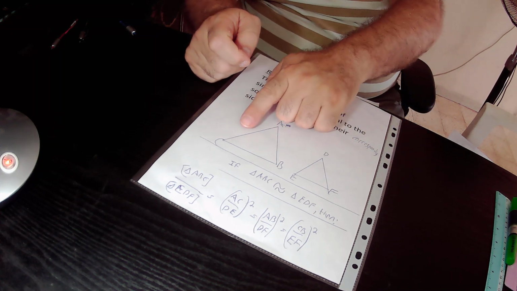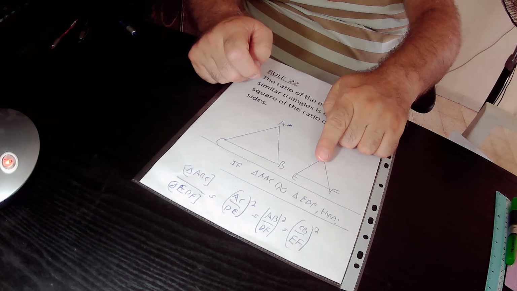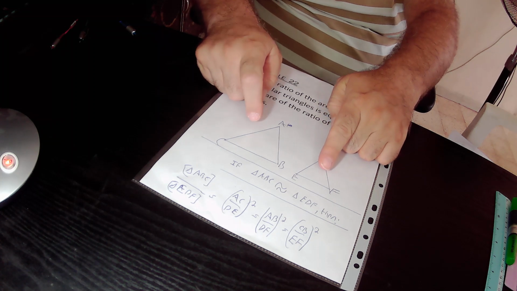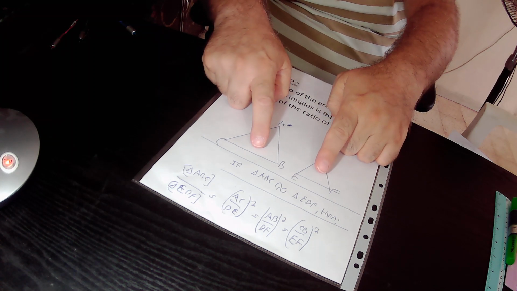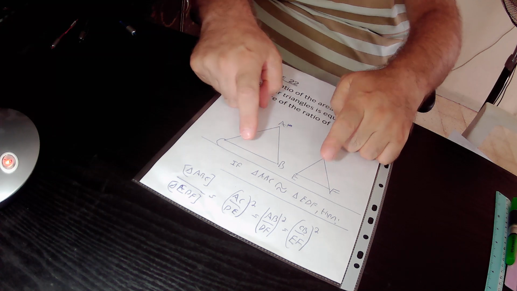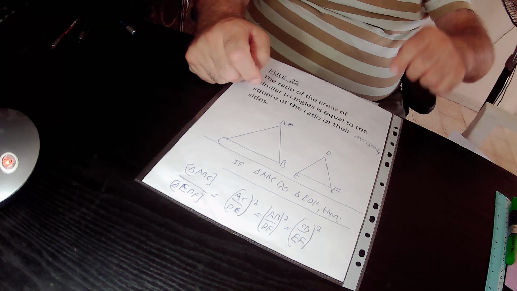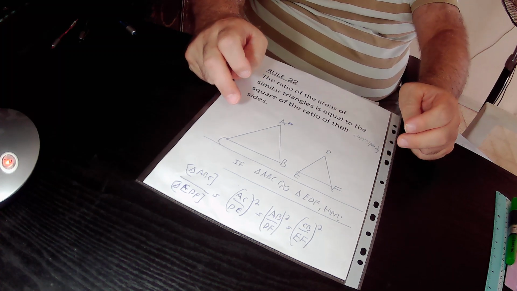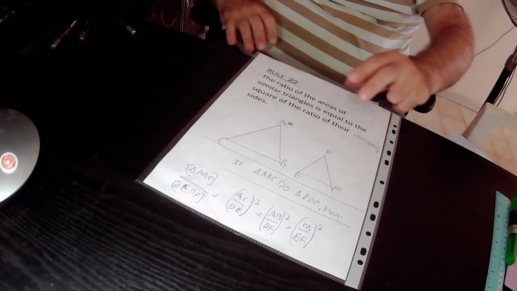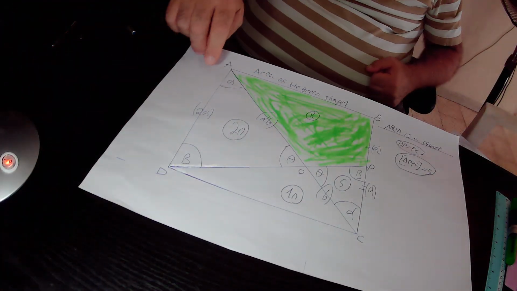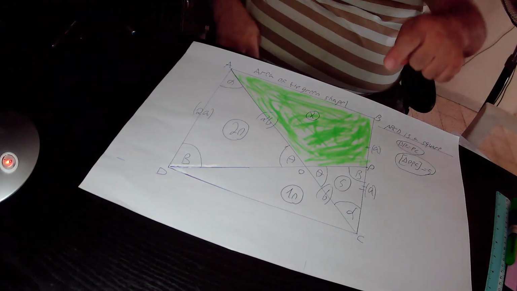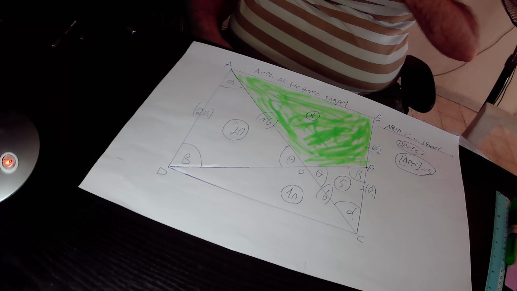Likewise, side CB is the corresponding side of side EF, and the square of the ratio of those two corresponding sides is of course equal to CB over EF squared. So we can implement Rule 22 in our drawing because in our drawing we already found out that the big triangle AOD is similar to this small triangle POC.